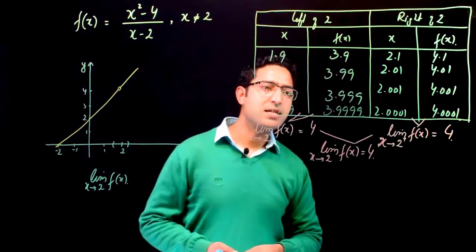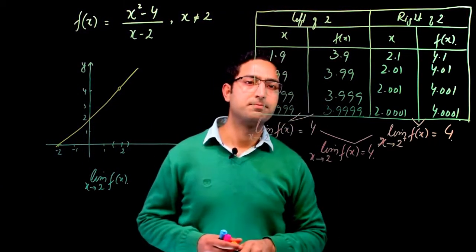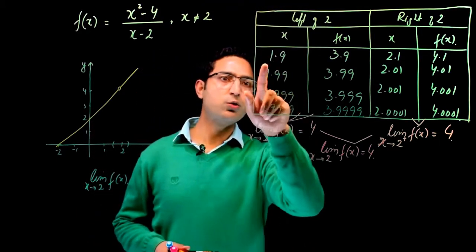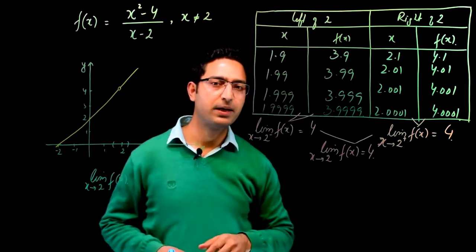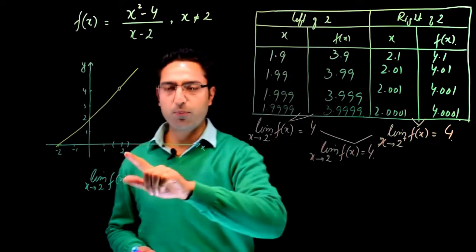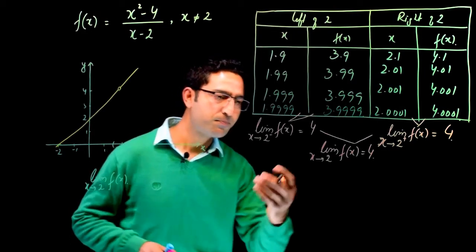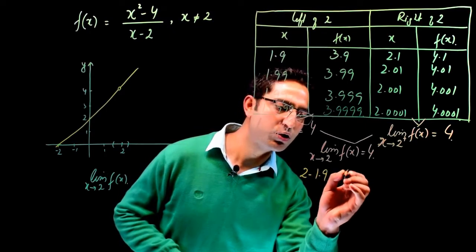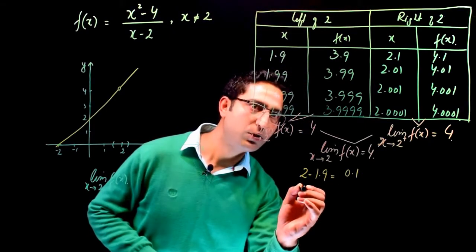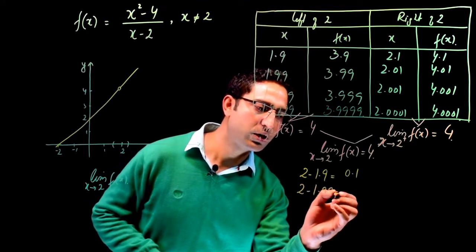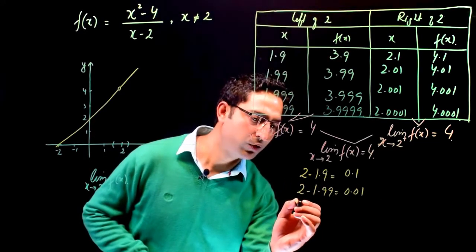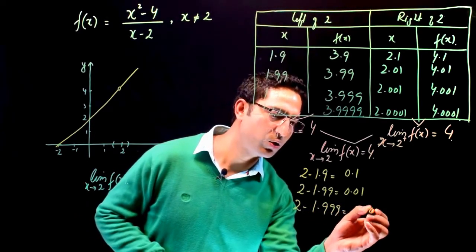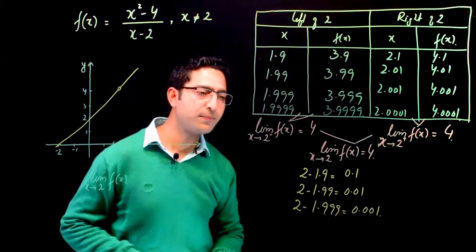Now let us look closely at these two columns. We have to approach the point 2, and the points which we are taking to approach point 2 are 1.9, 1.99 and so on. If I look at the difference between these points and the point 2, I can note them here. I have 2 minus 1.9, that's equal to 0.1. Similarly, 2 minus 1.99 equals 0.01, and 2 minus 1.999 equals 0.001. I can go on.